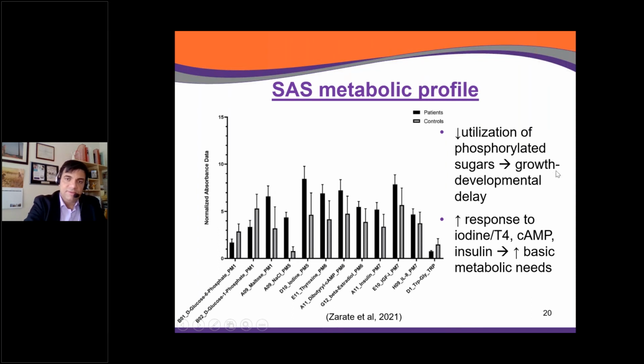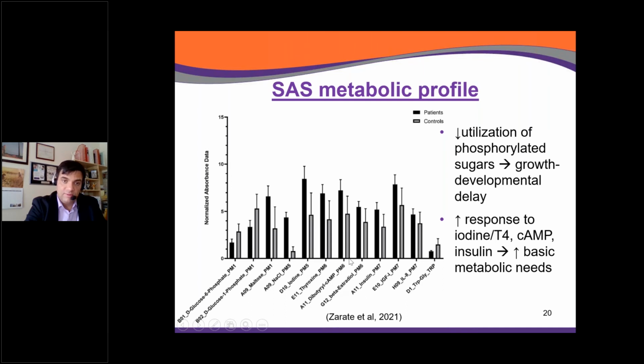And this might be related to the growth and developmental delay. These patients are actually smaller than children of the same age. This might also be linked to the fact that we noticed an increased response in terms of NADH production when the cells were exposed to several metabolic effectors associated with growth regulation, like iodine and thyroxine, or T4, that are related to the thyroid metabolism.